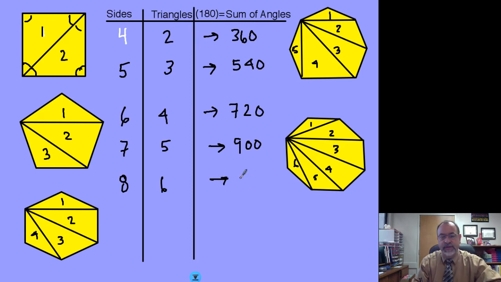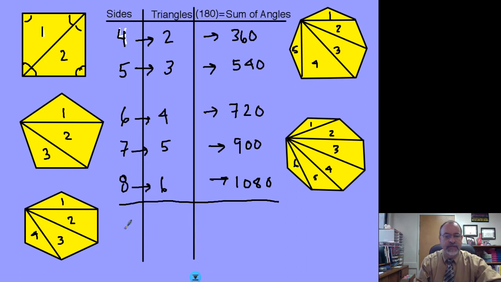So that's going to be 1,080. Okay, so if we do this, then what do we notice about the number of sides, and then when we draw the diagonals, how many triangles we have? Okay, well here we have 4 sides and then 2, 5 goes to 3, 6 goes to 4, 7 goes to 5.